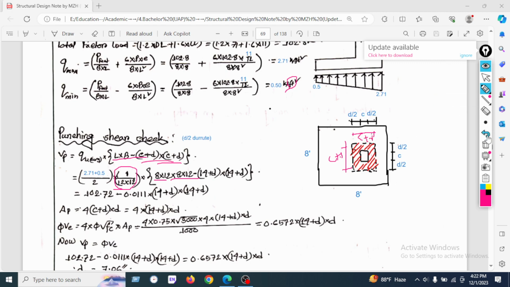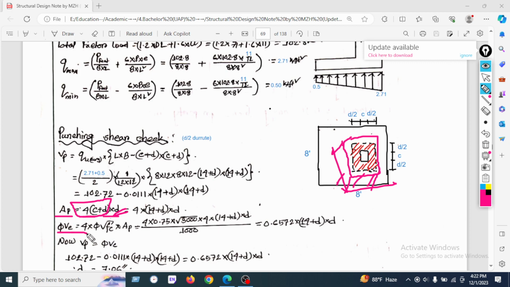Okay, now we have found the area of the perimeter: 4 into C plus D into D. Here is the perimeter: here is the C plus D, 1, C plus D, 2, 3 and 4. That's why we will multiply 4 into C plus D, and we have multiplied by the depth of the footing. That's why multiplied by D. This is called AP, meaning the perimeter area of our footing.